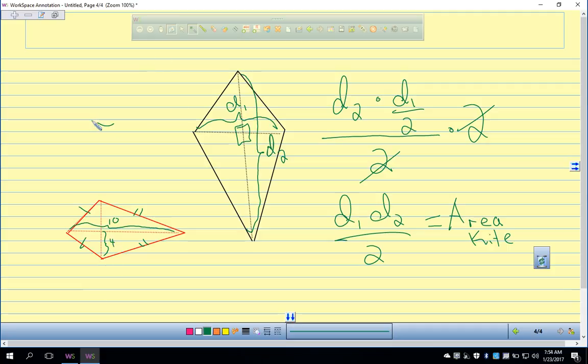Oh, it's what? 20? No, 40, right? Because the whole diagonal would be 8. If this whole piece is 10, this half of the diagonal is 4. So it'd be 10 times 8 divided by 2, which is equal to 40. Easy enough? And that's all she wrote.